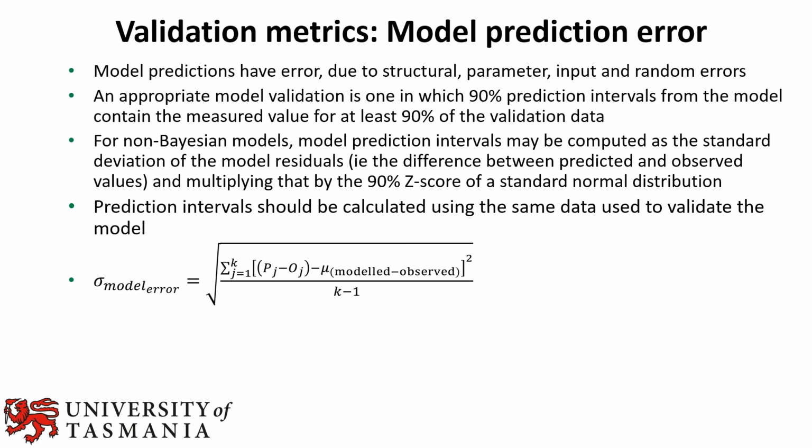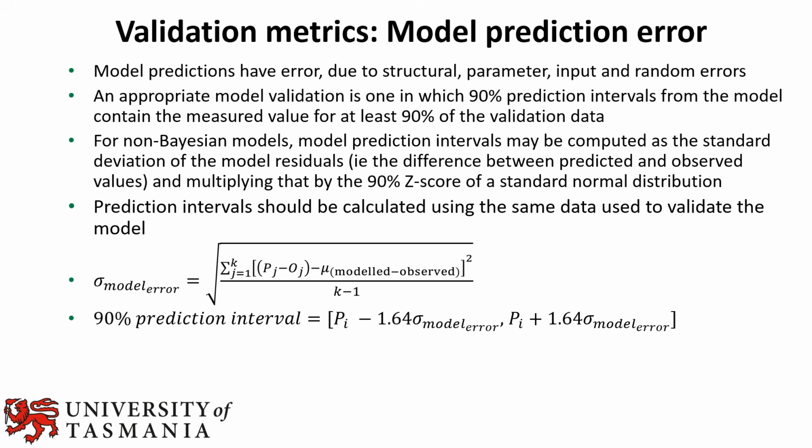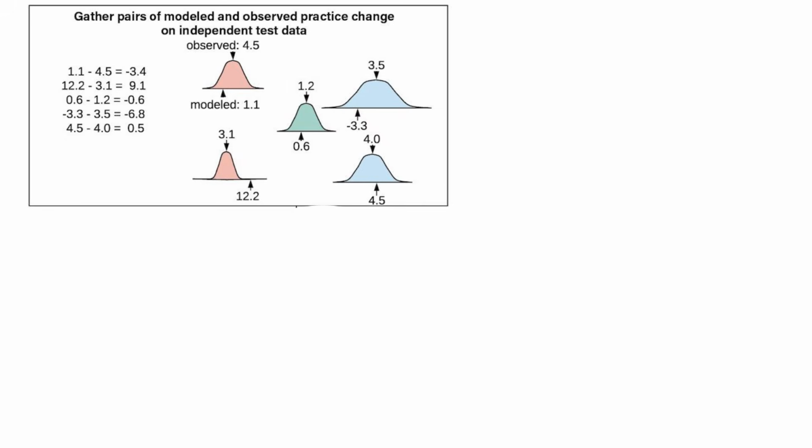So how that's computed in practice is you difference each of the predicted values and the observed values, and you subtract the mean residual value. The top line is squared, and then you divide that by k minus 1 and take the square root of the whole thing. And then the 90% prediction interval is calculated for each prediction. So, for example, you do the prediction minus 1.64 times this term, and then the prediction plus 1.64 times that term. And the 1.64 is the 90% z-score of a standard normal distribution.